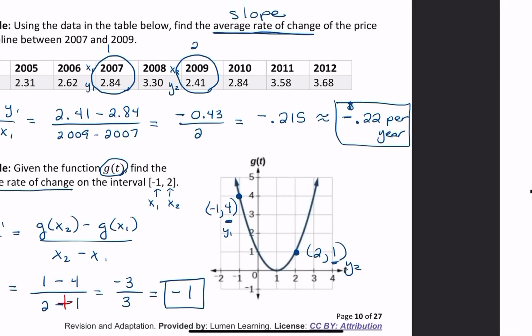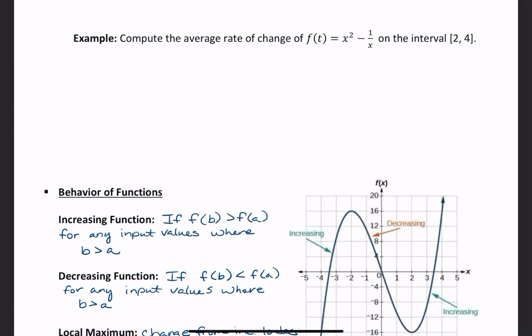Okay, let's look at finding average rate of change given an equation. Notice here's our equation on the interval 2, 4. This is still our x1, x2. So how do I find my 2 points? Well, what you do is you plug those into your equation as f of x1, which in this case is f of 2. So everywhere I see an x in my equation, I'm going to plug in a 2.